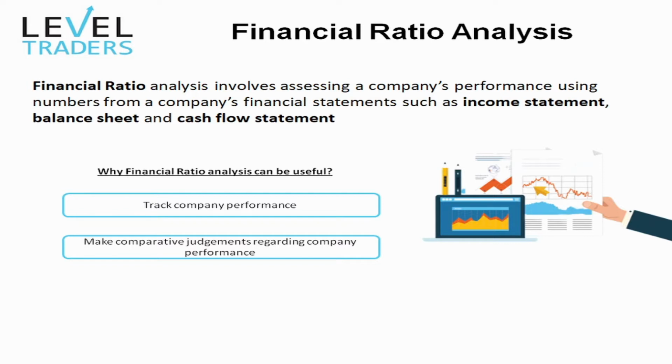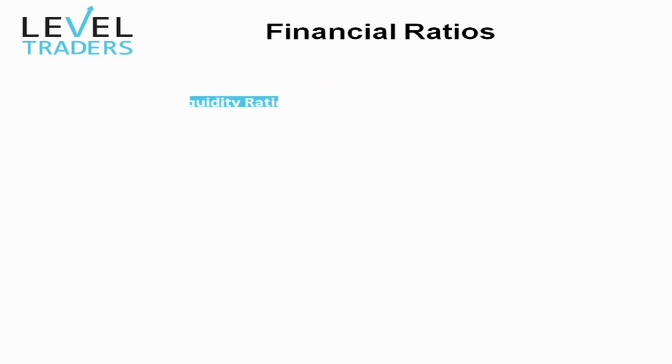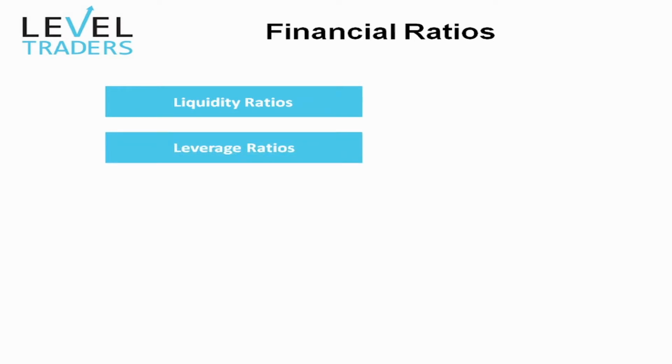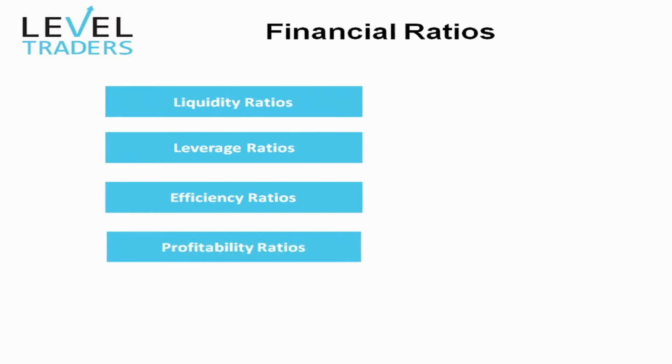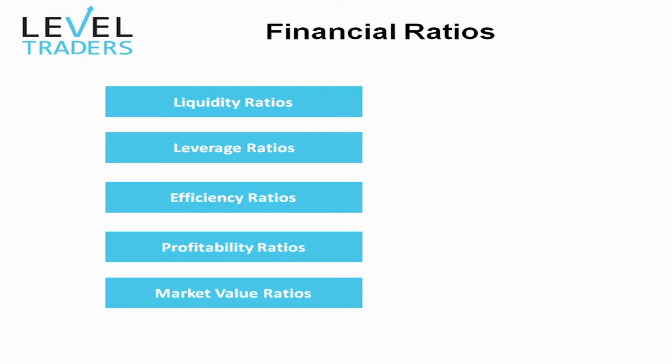Let's now have a look at the different types of financial ratios. So we have liquidity ratios, leverage ratios, efficiency ratios, profitability ratios, and market value ratios. And we'll be going through each one of these in this video.